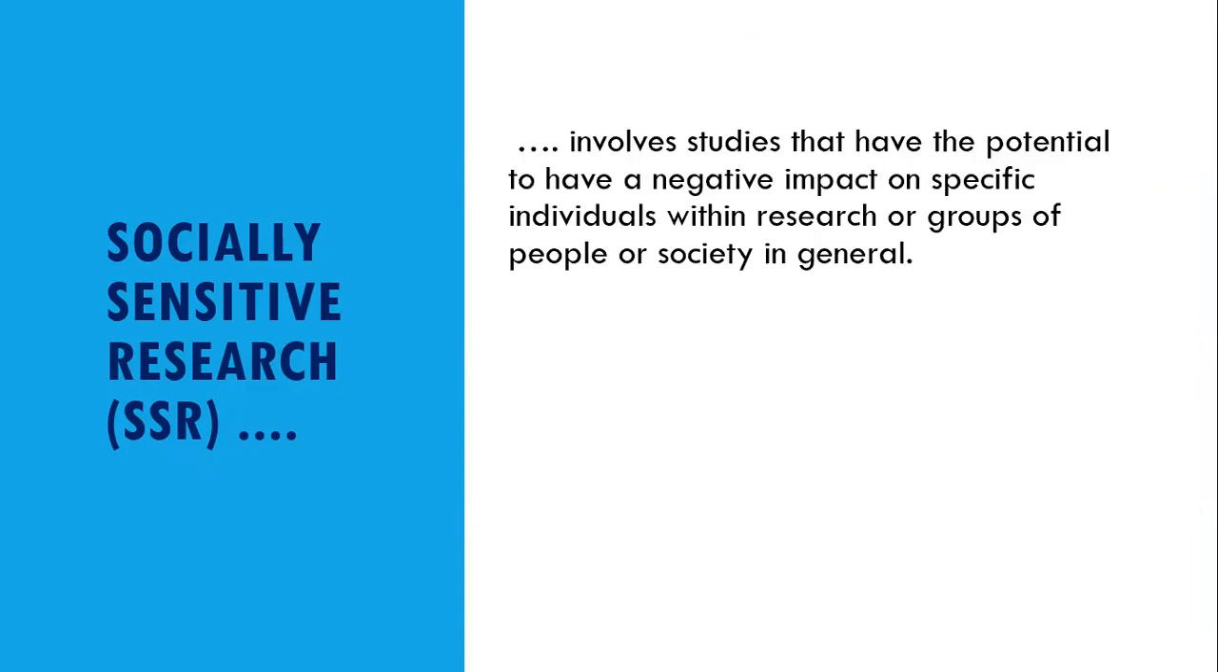So let's look at this idea of socially sensitive research. I've mentioned this before in class. It involves studies that have the potential to have a negative impact on specific individuals within the research group, or groups of people, or society in general. So socially sensitive research is when it has a negative impact on the participants and those beyond that situation, such as the participant's family. An example would be Milgram's original study, because look at the distress that happened to the participants.